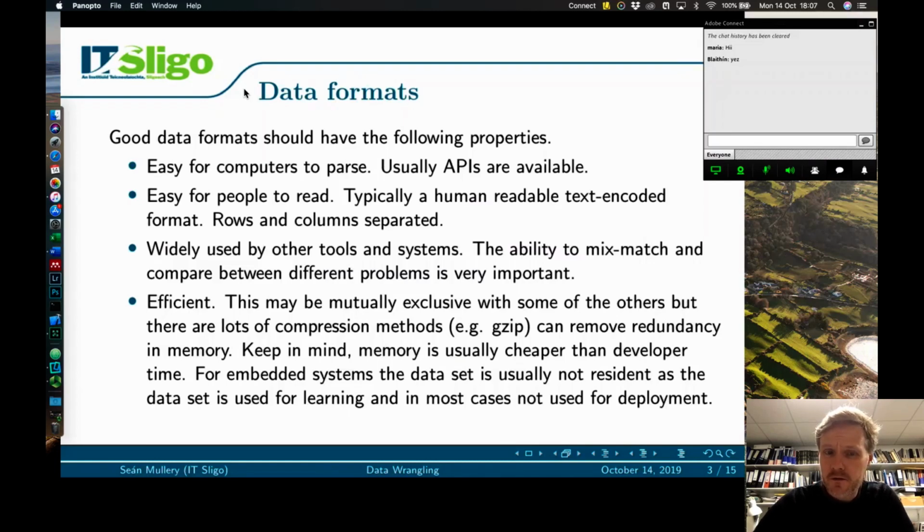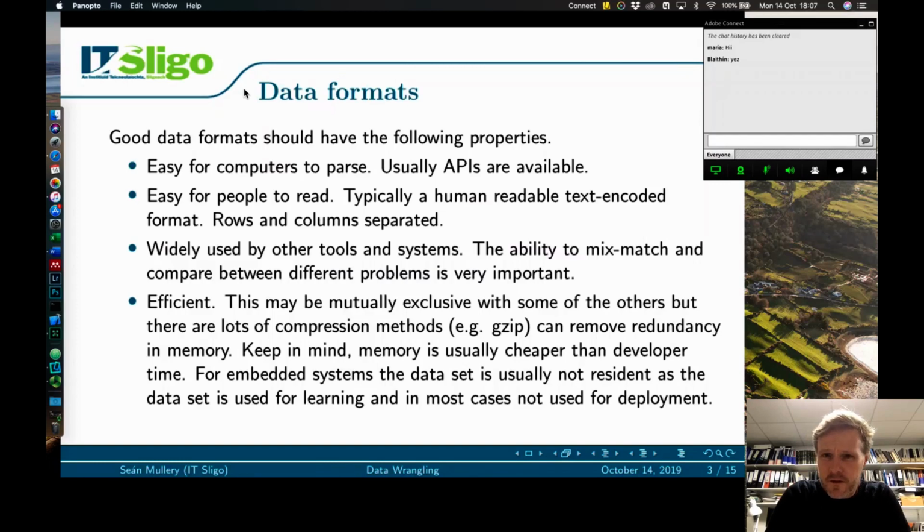It should be widely used by other tools and systems. It doesn't really make sense if we've got proprietary systems whereby we can't use that format elsewhere. So it's great if a format is somewhat common between a lot of different systems, because that means that it's going to be that much easier for us to run it on different systems and to be able to compare different systems as well. So the ability to mix and match and compare between different problems is very important. Therefore it's good if it's got some sort of common format.